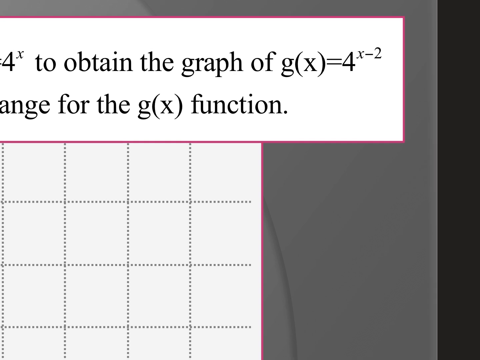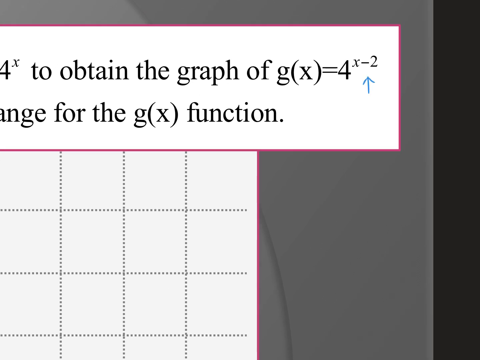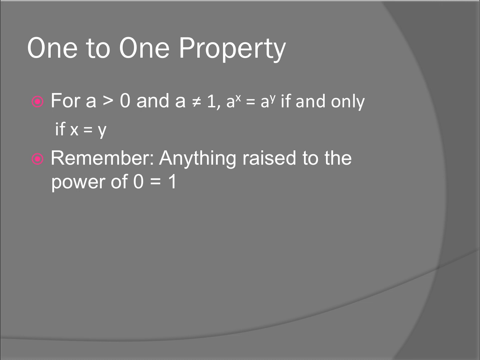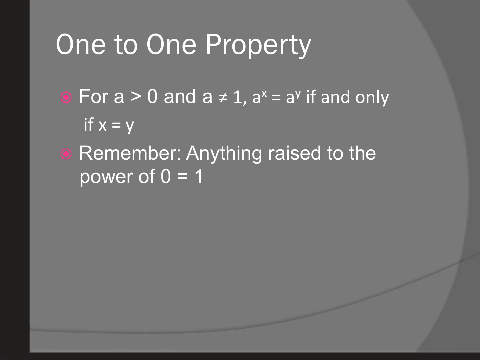Where is this one going to move? To the right 2. Good. If it was at the end, it would be down 2. But since it's with the exponent, it's with the x, it's going to go left and right. It's opposite of what you think. What's the horizontal asymptote for this graph? 0. Y equals 0. What would the intercept be? We would plug in 0. So we get, right, 4 to the negative 2. It would be 1 over 16, something like that. But all of the stuff that you guys need for the quiz, you're going to be able to just fill in, I promise. We're going to go over it more on Thursday.